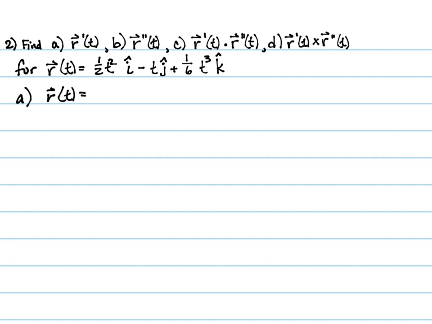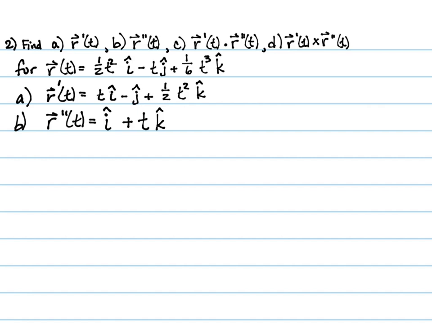Okay, what did we get for r prime of t? t i minus j plus 1/2 t squared k. Okay, does everybody have that? Fabulous. How about for r double prime of t? i plus t k. Good. So we have a 0 in the middle there. If you want to write the 0 in for the purposes of the next part, you certainly could.